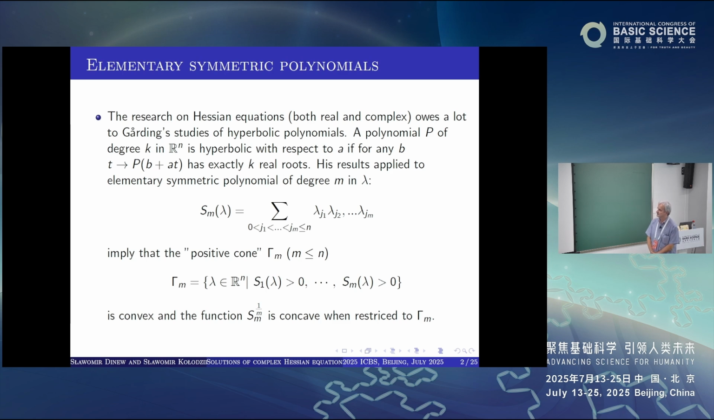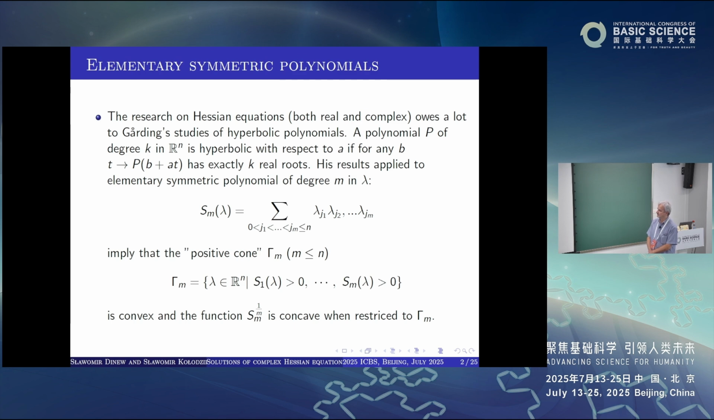But before the history of Hessian equations started, there was work of Gårding, who studied hyperbolic polynomials. Here you see the definition: a polynomial p of degree k in R^n is hyperbolic with respect to a vector a if for any b, if you take the line in the direction of a, it has exactly k real roots.